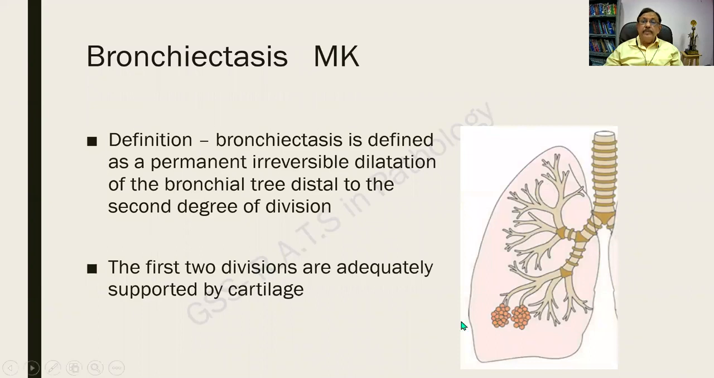Look at this picture. Here you find the rims of cartilage are there in the trachea, the first degree and the second degree of divisions. Therefore, these sites are prevented from bronchiectasis.